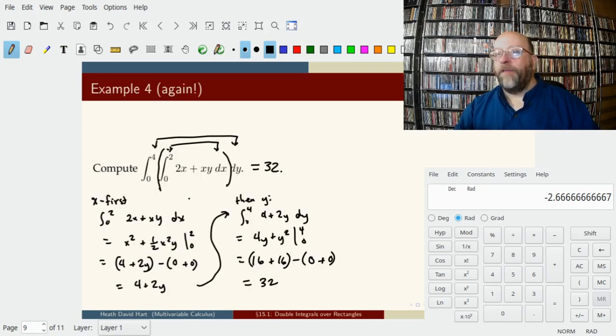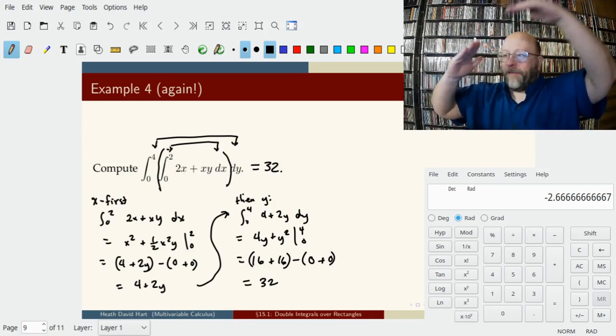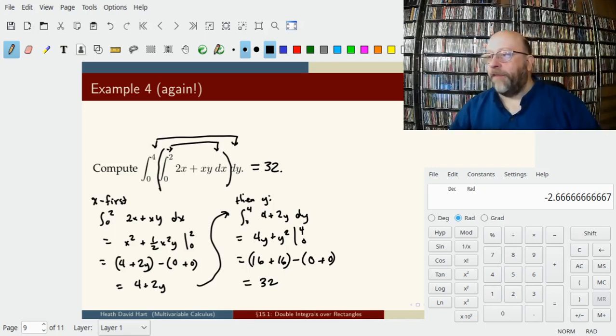What I mean by constants is later on we're going to see some examples where the inside variable might not go to 2, it might go to, for example, 2y. And then that will describe a region that's not a rectangle, but it will be a region that has a line for the top that has a slope. And so that would be like a trapezoid region.